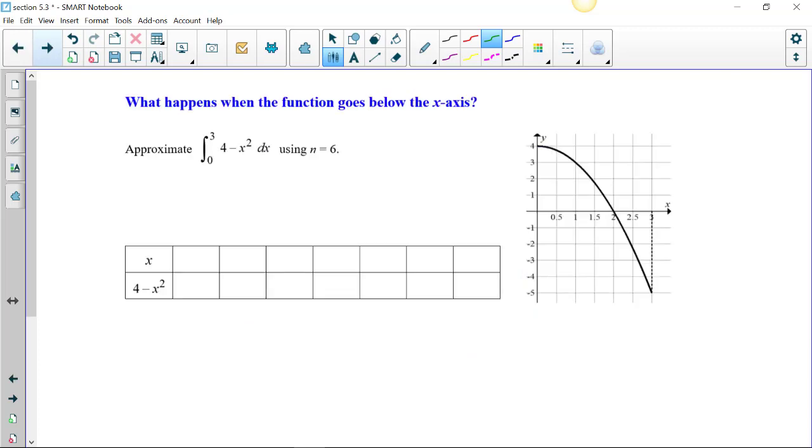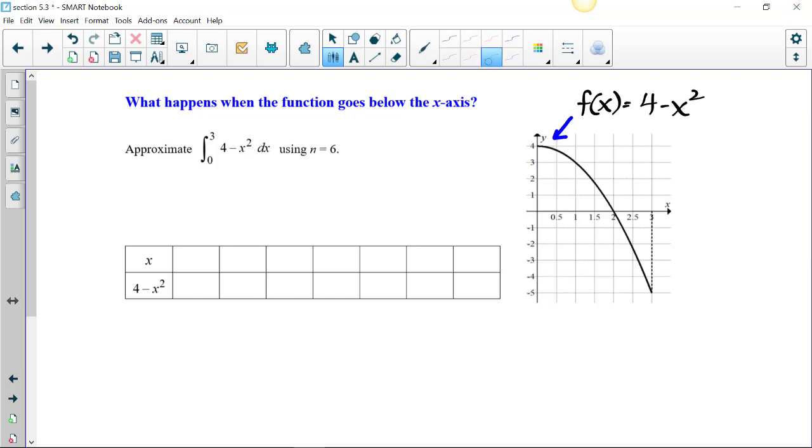Okay, so here's a function. We want to approximate the definite integral from 0 to 3 of 4 minus x squared using n equals 6, or 6 rectangles. So here's my graph of the function f of x equals 4 minus x squared. So it's a parabola, it opens down, and we can see that part of the parabola is above the x-axis and part of it is below.